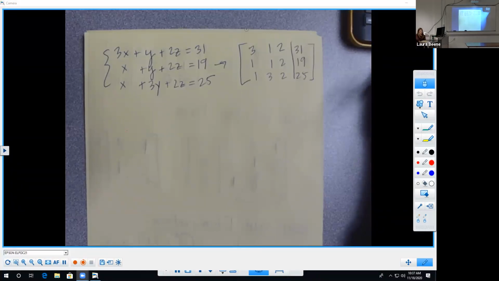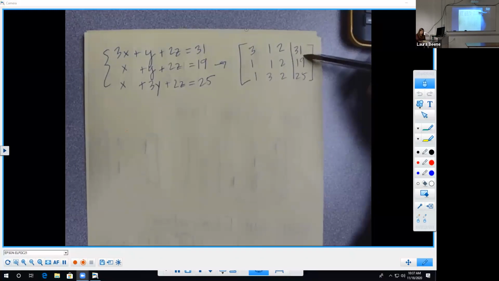Our first step is to get a 1 in the top left-hand corner. Do I have a 1 there now? No. Technically, you could divide that top equation by 3. Would that be pretty? No, it wouldn't. What would be much easier to get a 1 in the top left-hand corner?